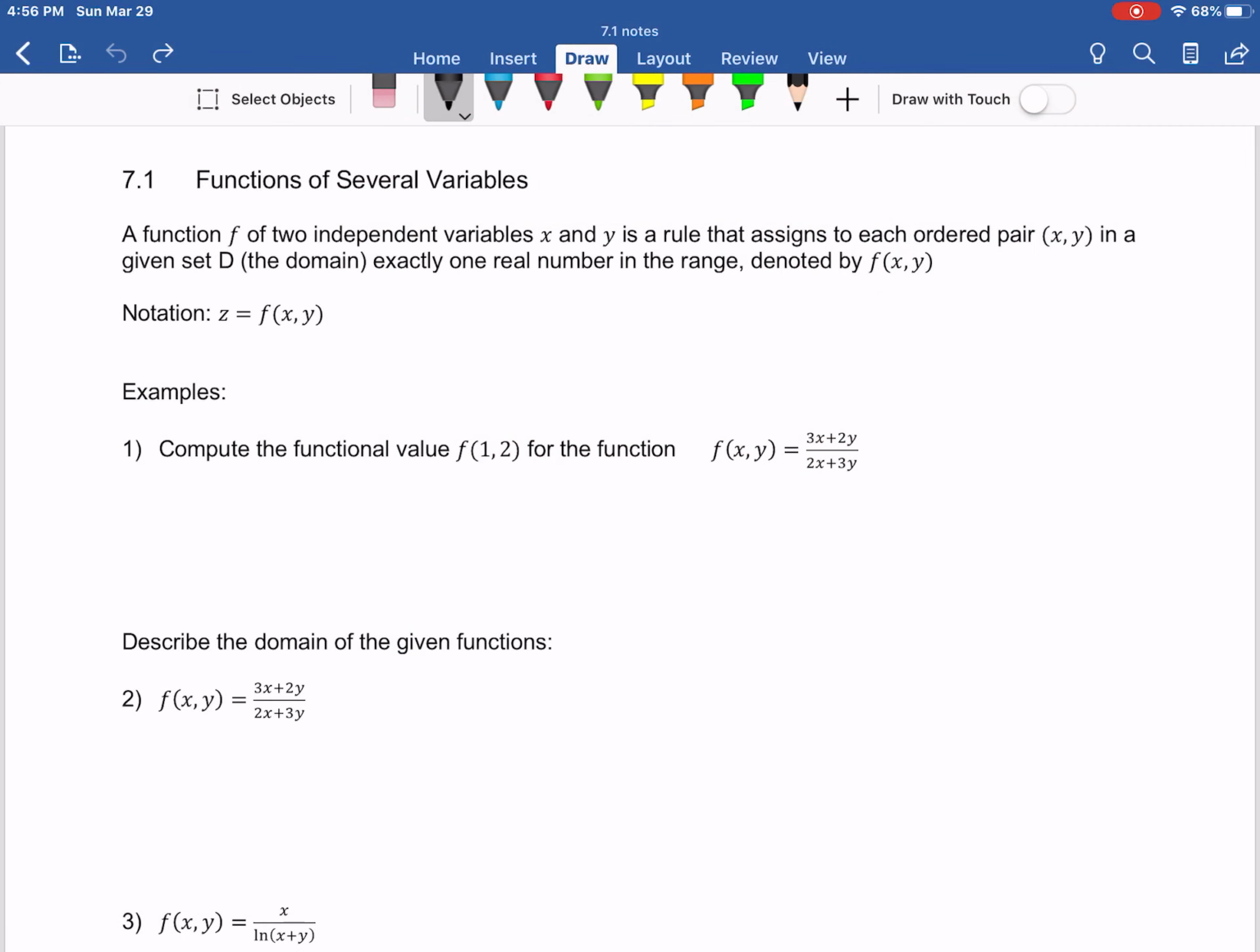So in 7.1, we have three variables, like I mentioned. The third variable is going to be called z. Z is equivalent to your function, and that's in terms of x, y. So for this first example, you're given the function f of x, y equals (3x plus 2y) over (2x plus 3y). This would be equal to your third variable, or z. We want to compute this function at the value 1, 2, which means 1 gets placed in for the x variable, and we use 2 to replace the y variable. So f of 1, 2 will look something like this.